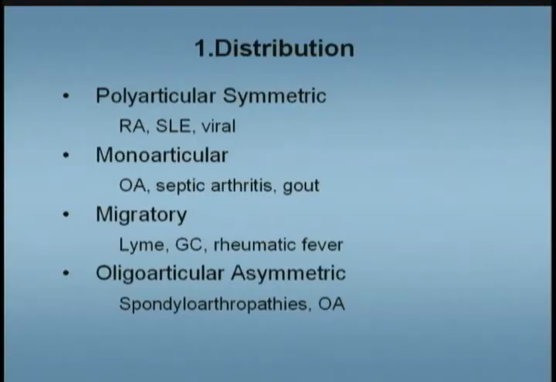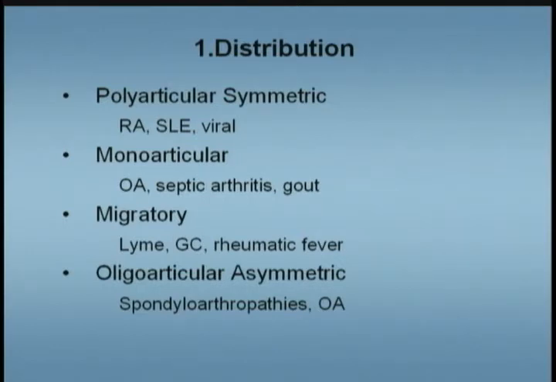Monoarticular, because it's one joint, by definition, is asymmetric, right? It's one joint, only one joint. And then you have three diseases here. You have osteoarthritis, then you have a more acute disease, septic arthritis. The most common form of septic arthritis is GC. That's the most common one that we see. And then gout and pseudogout.